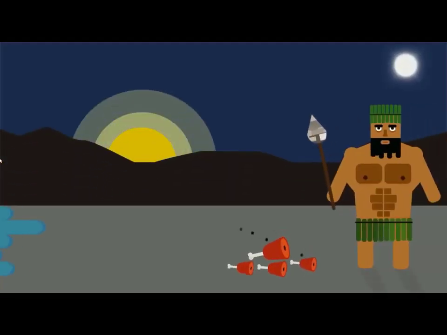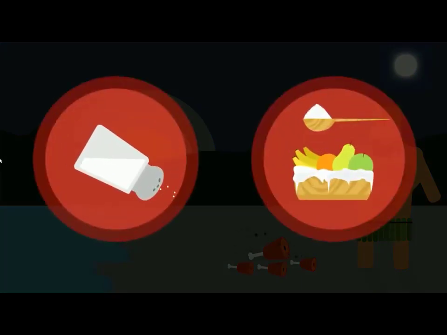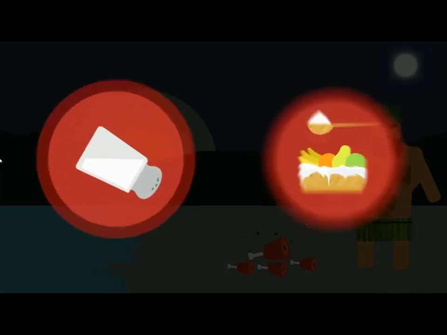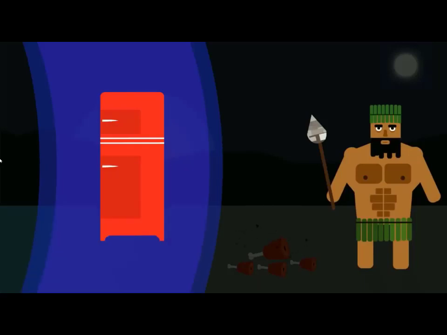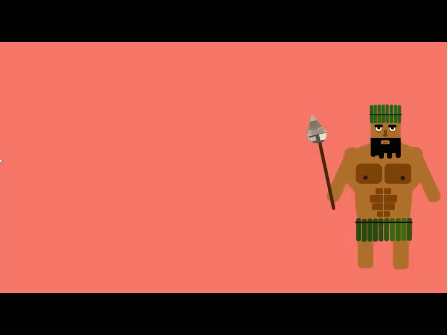Before refrigeration, keeping food fresh was a pretty tough job. In those days, people used to salt their food or bury it in the snow to keep it fresh. But now, the refrigerator has changed the way we conduct our daily lives, making it easier to preserve food. Have you ever wondered how a refrigerator keeps your food fresh and provides you with a refreshingly chilled beverage on a hot day? Well, let's find out.